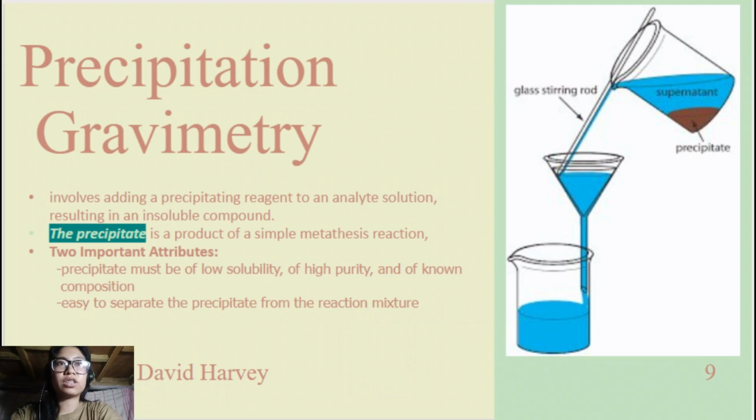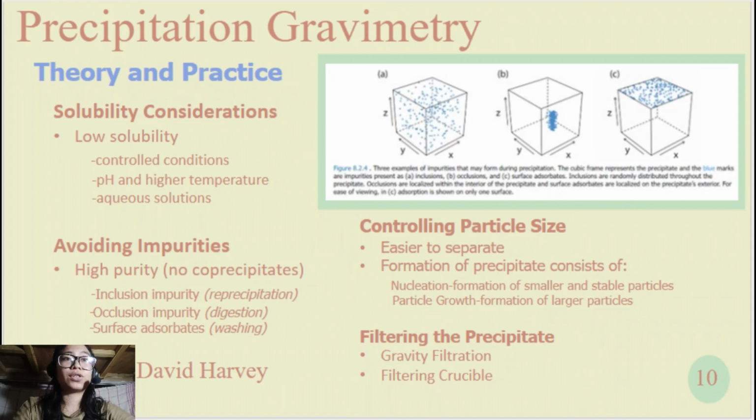Precipitation gravimetric studies share two key characteristics. First, the precipitate must be low in solubility, highly pure, and known in composition. Second, the precipitate and reaction mixture must be easy to separate. Precipitate solubility is crucial for accurate results. Regulation of formation conditions and pH can reduce losses. Non-aqueous solvents can reduce solubility even if it is polar. Water stabilizes ions through solvation in aqueous solvents, so it is more soluble.